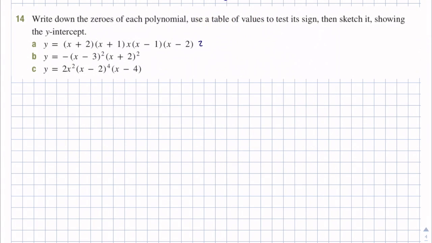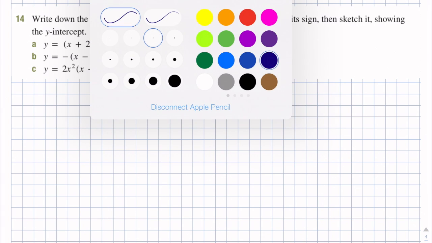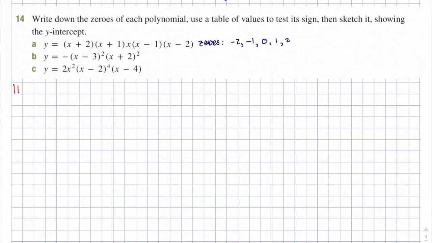The zeros, well, for x plus 2, it's going to be minus 2. For x plus 1, it's going to be minus 1. For x, it's going to be 0. For x minus 1, it's going to be positive 1. And for x take 2, it's going to be positive 2, yeah? So, let's have a look at 14a.